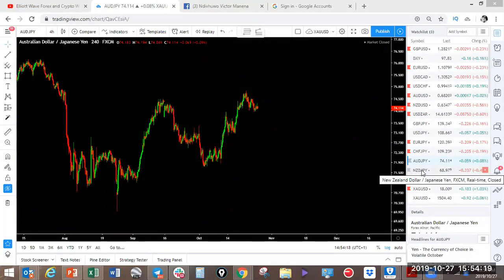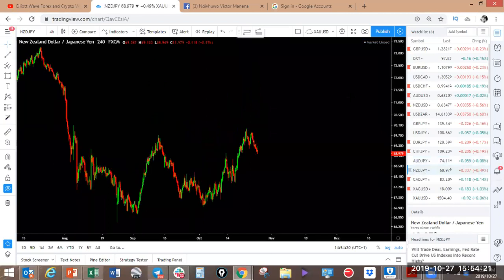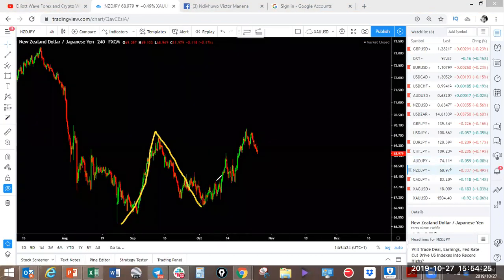That is AUD yen. New Zealand, the move is already downside and strong. After the break of the top, we're already making a move to the downside. It's coming in 3 waves. Are we going to get a pullback here, and then a move to the downside? That's how we're looking at the yen pairs.